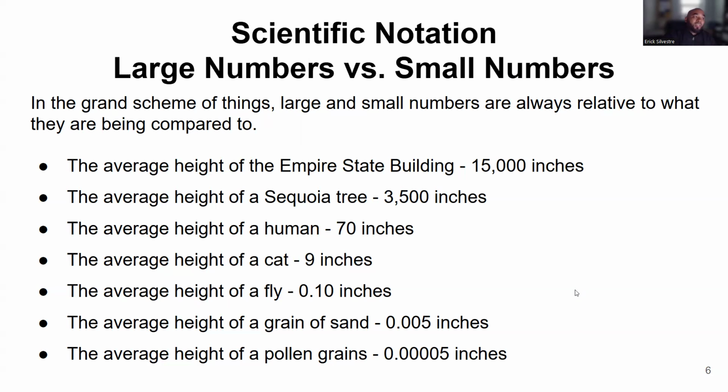When we're talking about large numbers and small numbers, we have to use what is relative to what we're talking about. The number 10 could be considered a very large number if you compare it to the average height of a grain of pollen. Now an atom is even way smaller. So you need to understand again, it's relative to what you're comparing it to. From this point forward, any number that is greater than 1, we're going to consider a large number. Any number that is less than 1, we're going to consider a small number.